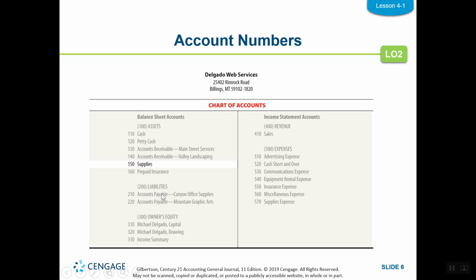Liabilities are listed according to the company, the person we owe money to, in alphabetical order. Kind of the same thing with the accounts. Once we get to the accounts receivable here, those will be alphabetical. Owner's equity is capital, drawing, and income summary. Expenses are going to be alphabetical.